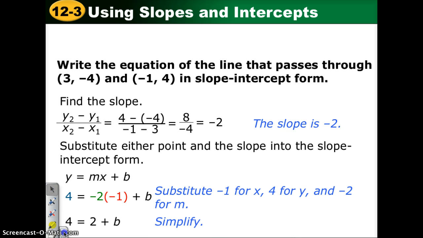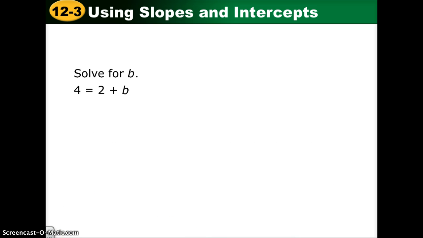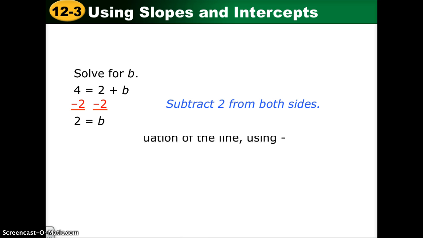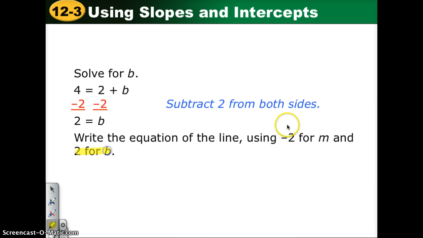So we'll continue this problem, solving for b. We get 2 equals b. So we had m is negative 2 and b is 2. And we're using y equals mx plus b, where our final answer will have b and m replaced with numbers. So there's our slope-intercept form, y equals negative 2x plus 2.